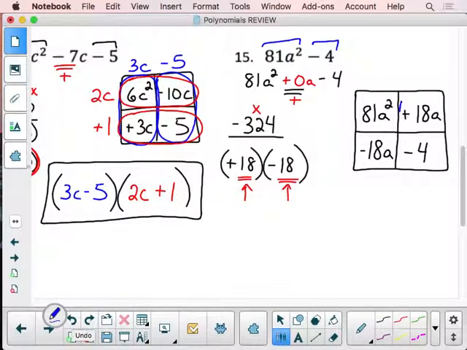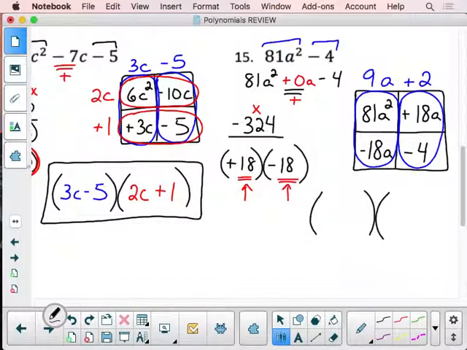Now we start looking at these columns. 18a and negative 4. The only thing they have in common is a 2. And this second column, 81a squared and negative 18a. Focus first on the fact that they have an a in common. And now think about the smaller number, the 18. What are some factors of 18? Well, there's not that many of them. 9 is the biggest one other than 18. And these are both divisible by 9. So our first factor down here, again, we're looking to factor this as a product of two binomials, is going to be 9a plus 2.